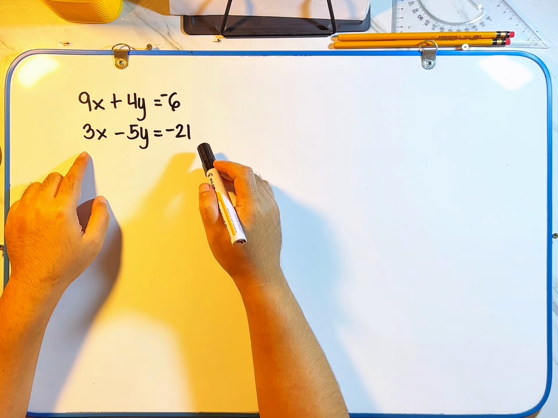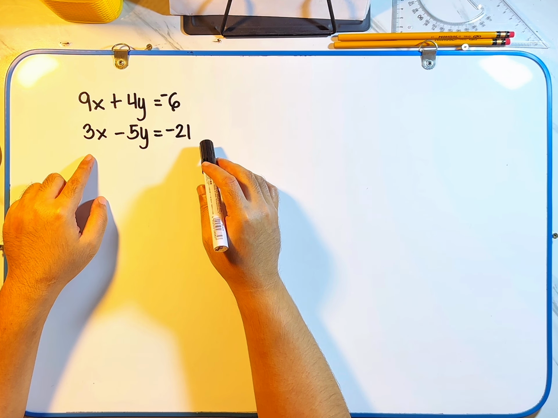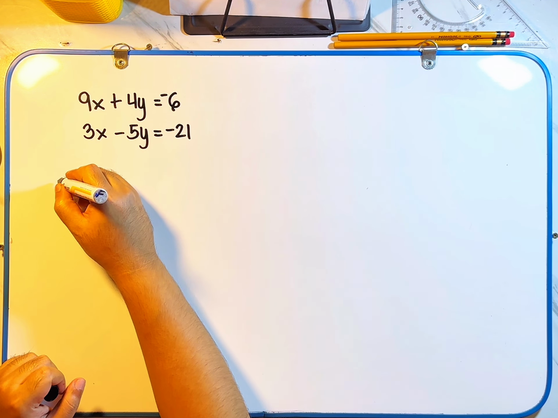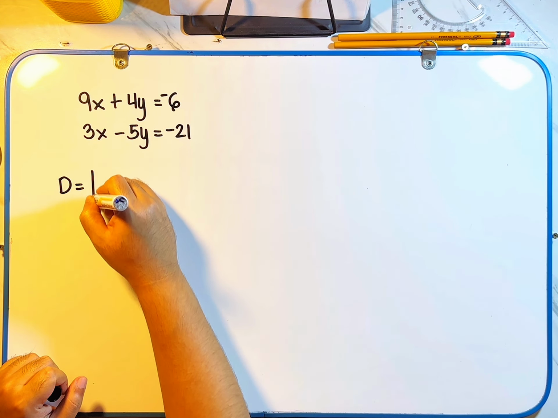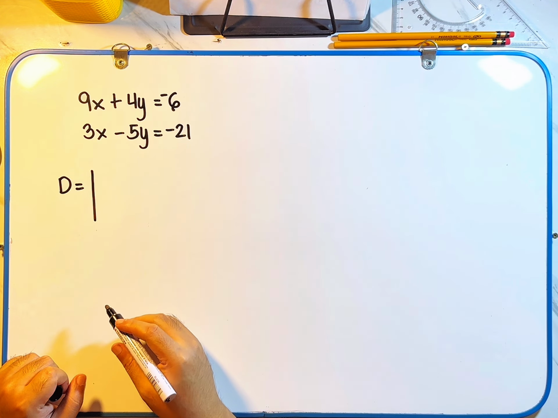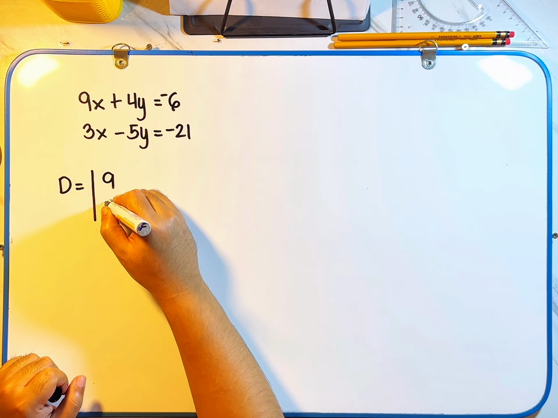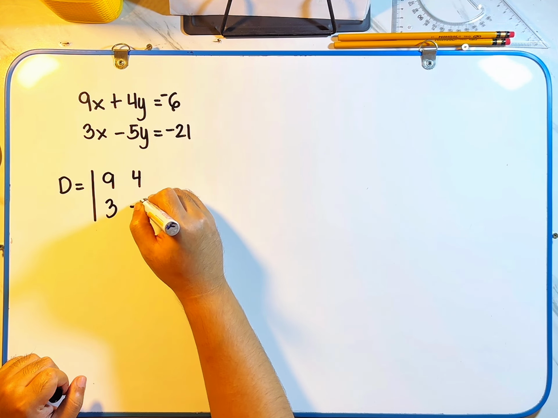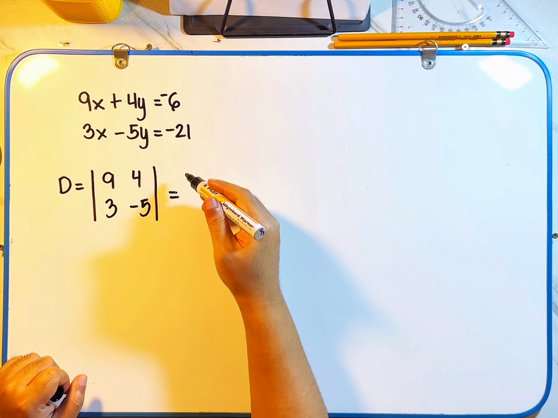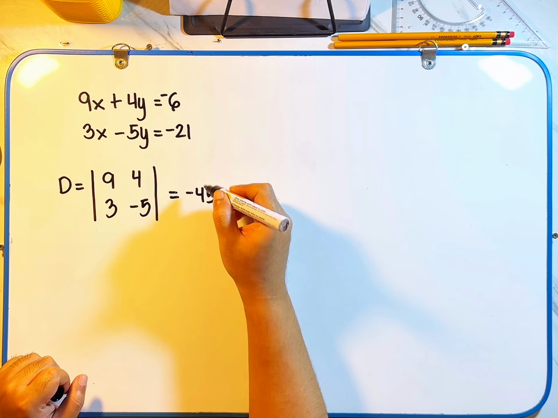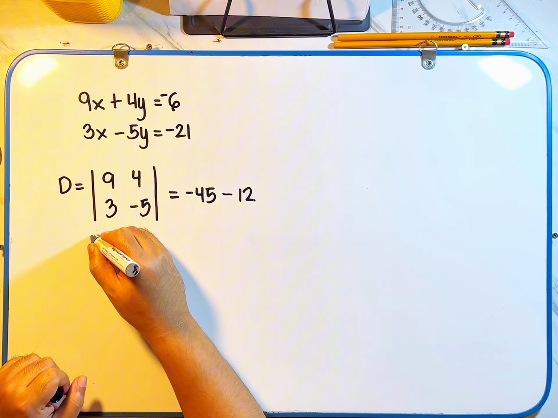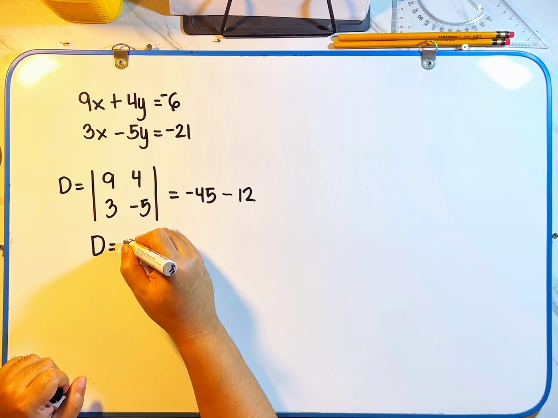Okay, so we have a system of equations in two variables. So we have to find the determinant first of the left side. The determinant, just write the coefficients. 9, 3 for the first column, 4 and negative 5 for the second column. So 9, 3, 4, and negative 5. Applying the basket method, 9 times negative 5, that's negative 45, minus 3 times 4 is 12. Therefore, the determinant D is equal to negative 57.